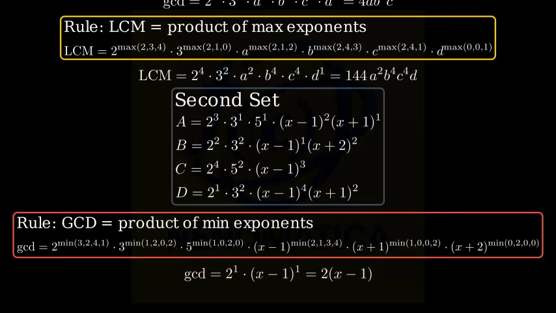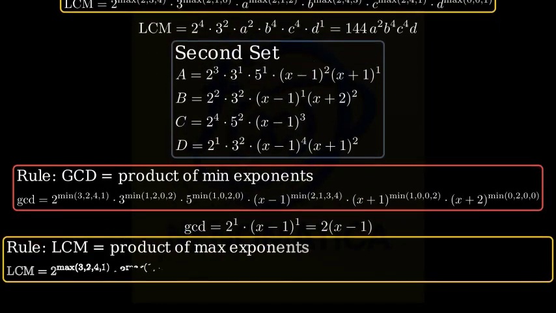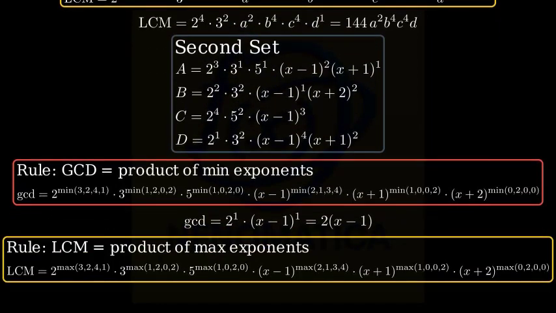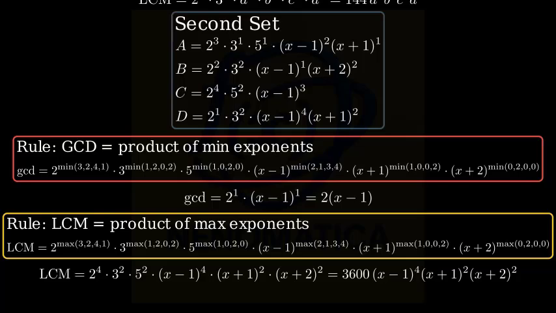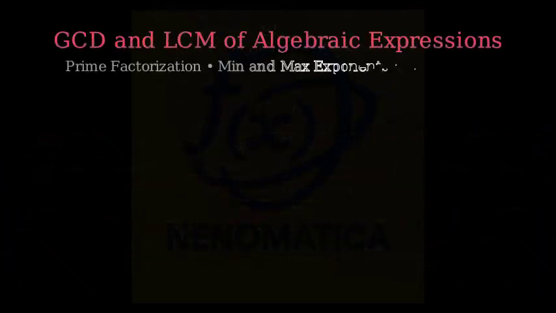Step 6. Least common multiple for the second set. We take the maximum exponents among all 4 expressions for each factor. That gives 2 to the fourth, 3 to the second, 5 to the second, x minus 1 to the fourth, x plus 1 to the second, and x plus 2 to the second. Multiplying the numeric part 2 to the fourth times 3 squared times 5 squared gives 3,600. So the least common multiple is 3,600 times x minus 1 to the fourth times x plus 1 squared times x plus 2 squared.